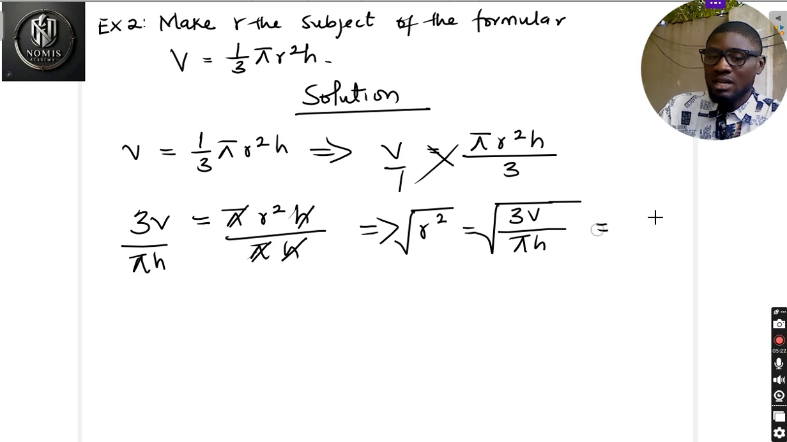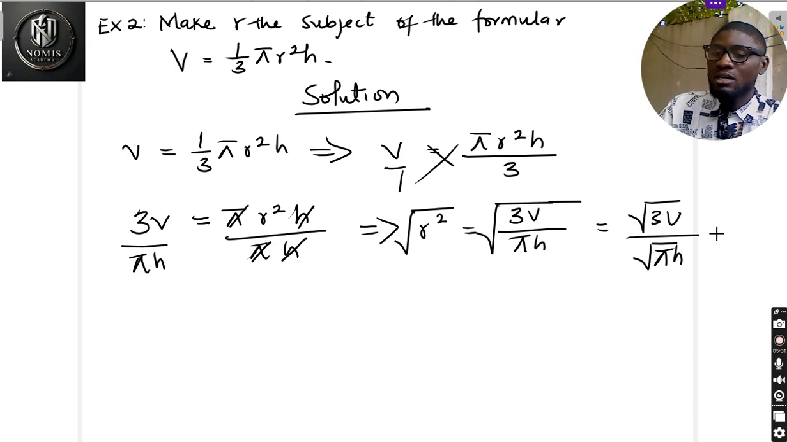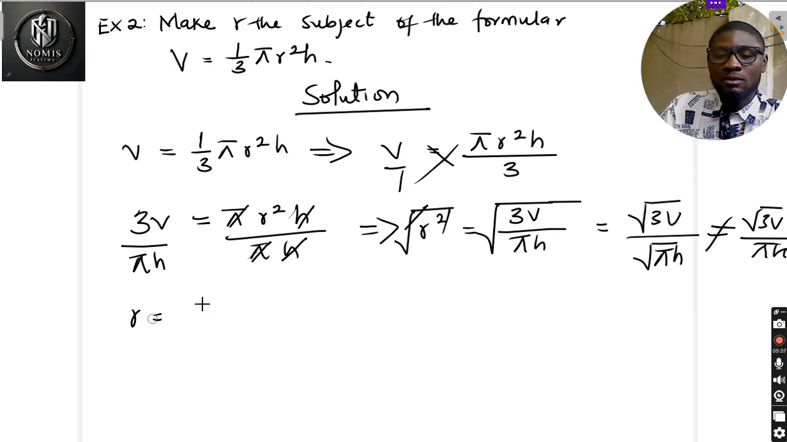Another way this can be written is the square root of 3V all over the square root of pi H. This is still correct, so this is equal to this, but it is not equal to pi times the square root of 3V all over pi H. So it must be like this or this way. Square root cancels square, and we are left with R equals the square root of 3V all over pi H, and this is our answer.